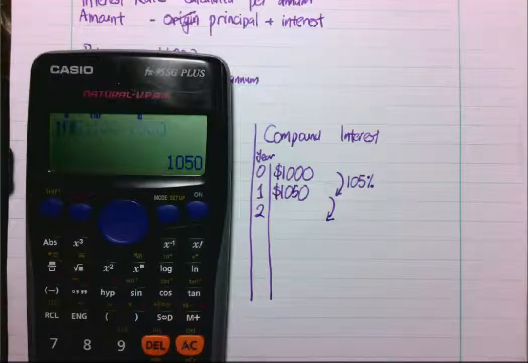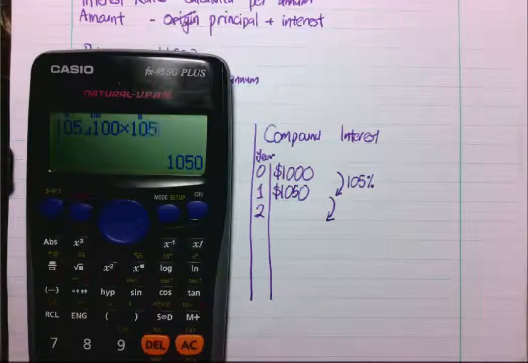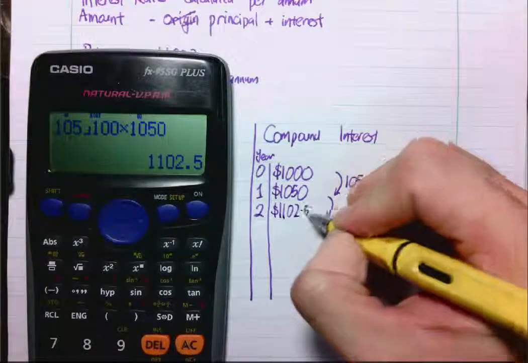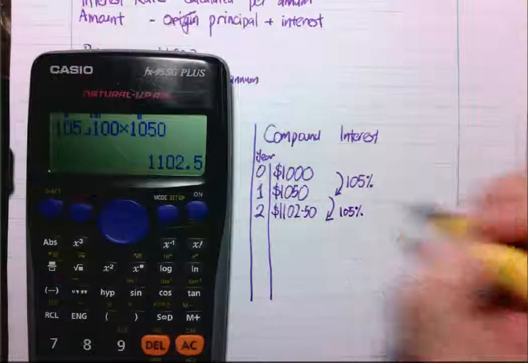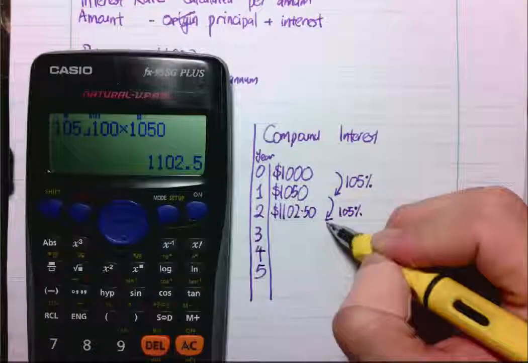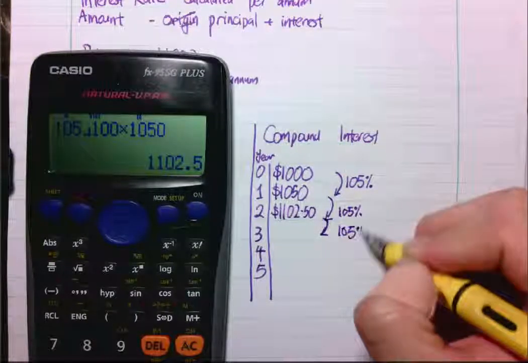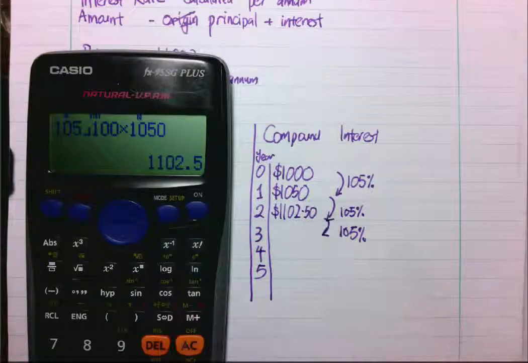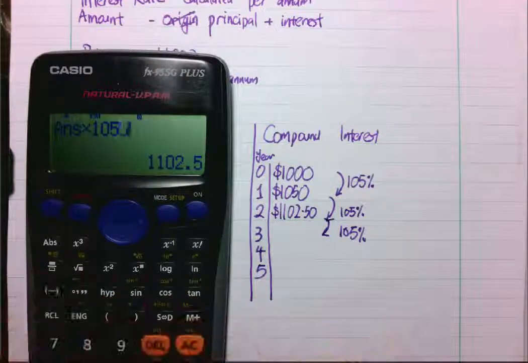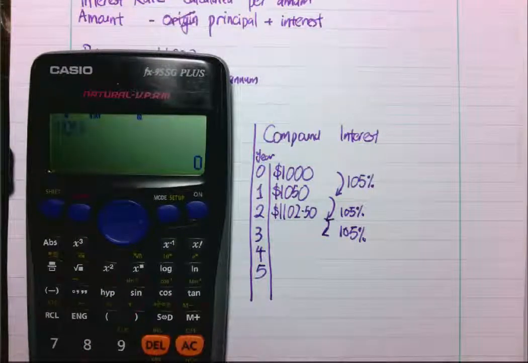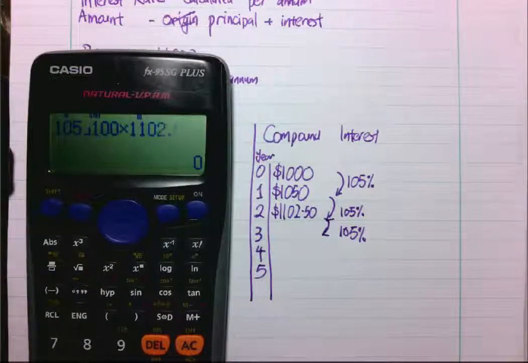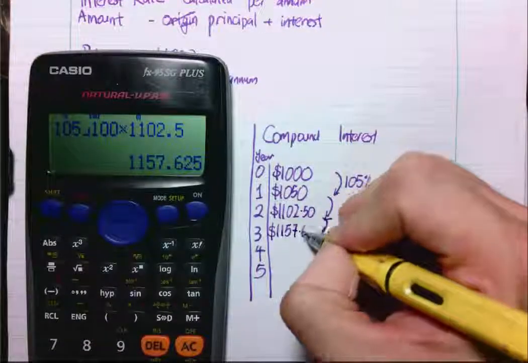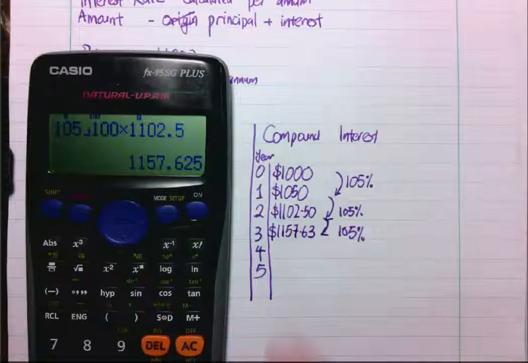So we take 105% of 1050. Now we have 1102.50. Then third, fourth, fifth. The next year, again, my money grows by 5%, but now I don't calculate 5% of 1,000, and not of 1050, but of 1102.50. So I calculate 105% of 1102.5, and what I get is 1157.63. Money is correct to 2 decimal places.